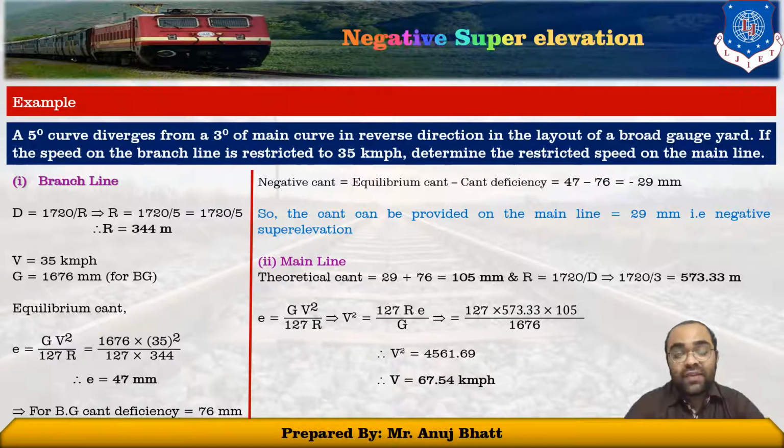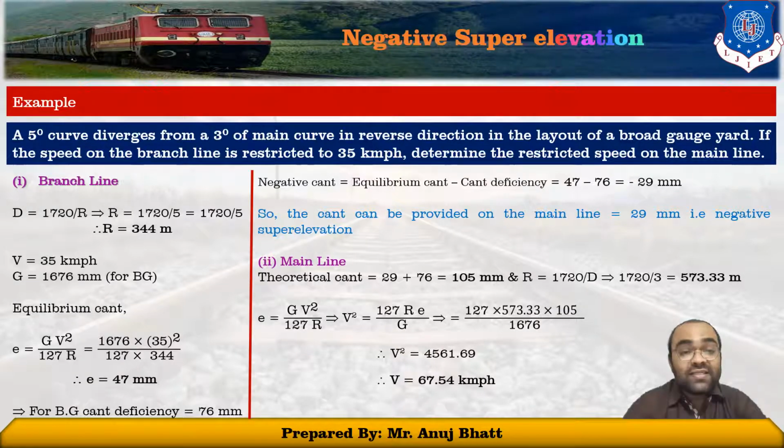Here the negative superelevation comes as a negative value, so that will be reflected on the main line as a positive value. Okay, so for the main line, the superelevation is plus 29 millimeter. The theoretical cant is equal to 29 plus the cant deficiency, that was 76. So the total theoretical cant is 105 millimeter.